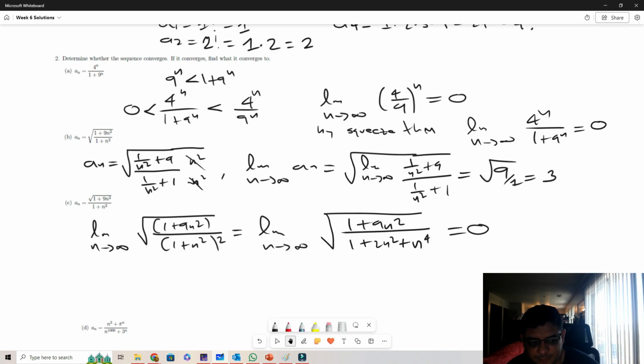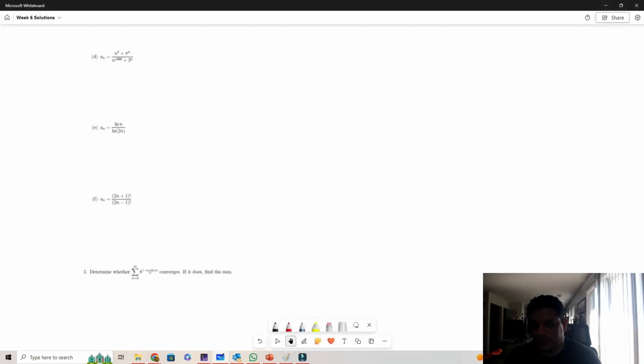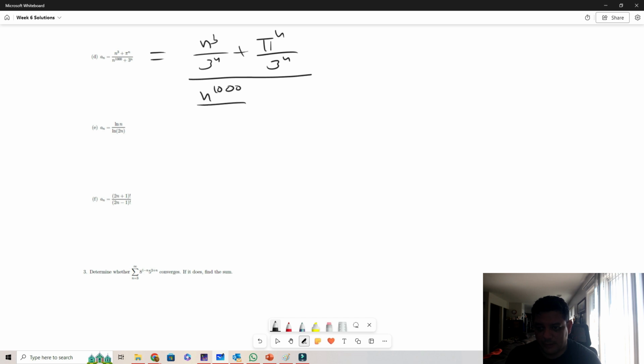And so that's the limit for this sequence. Now for D, what we do is we're going to divide by whatever is the dominant term in the denominator. So in this case, the largest term, or the dominant term in the denominator, is going to be 3 to the n, since that's going to be much faster growing than n to the 1000. And we can see this as n cubed over 3 to the n plus pi to the n over 3 to the n, over n to the 1000 over 3 to the n plus 1.